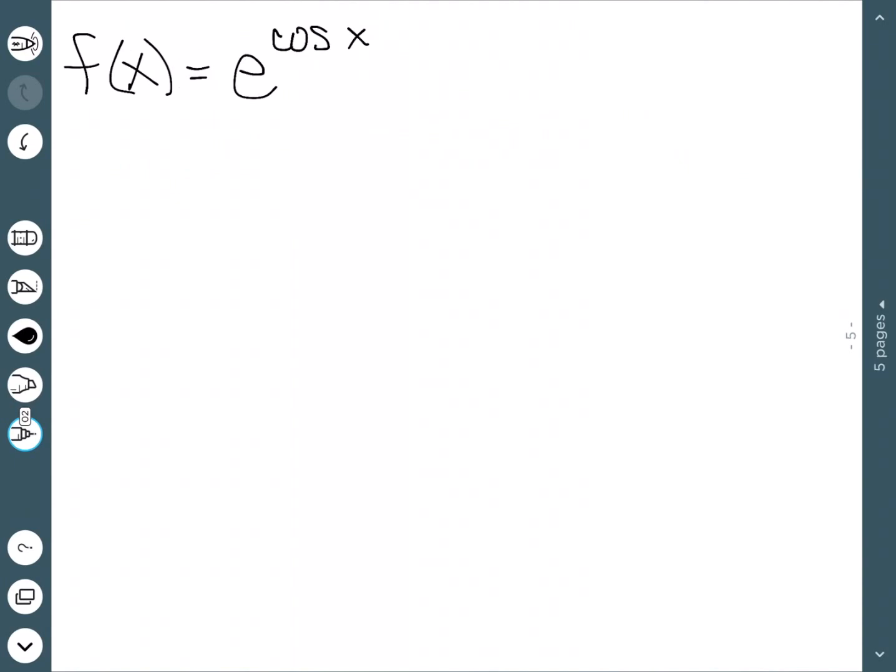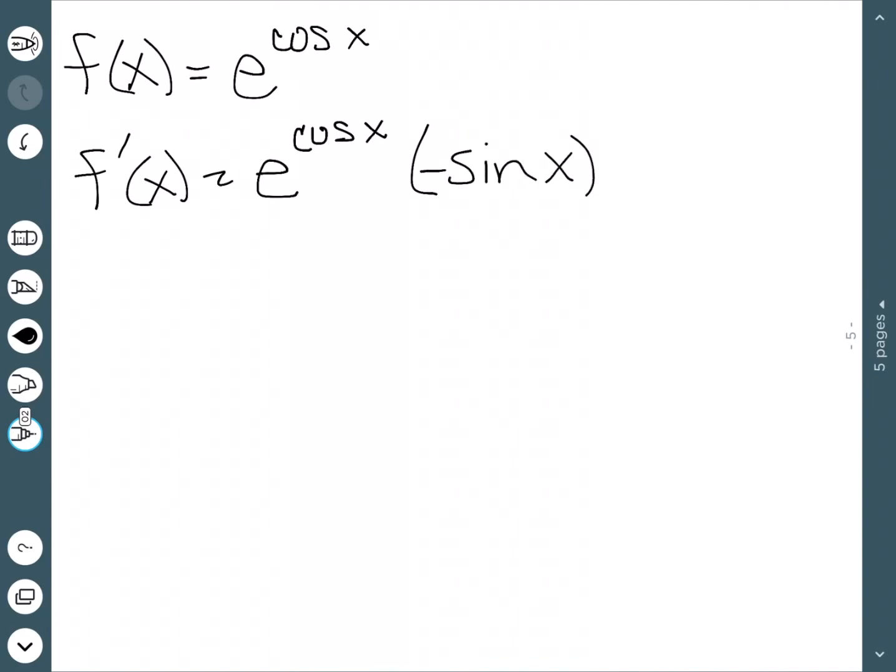What about something like e to the cosine x? Well, using the chain rule, we know that the derivative of e to the x is e to the x, so the derivative would be e to the cosine x, times the derivative of the inside, which in this case is the exponent. The derivative of cosine is negative sine, so we have our answer, e to the cosine x times negative sine x.